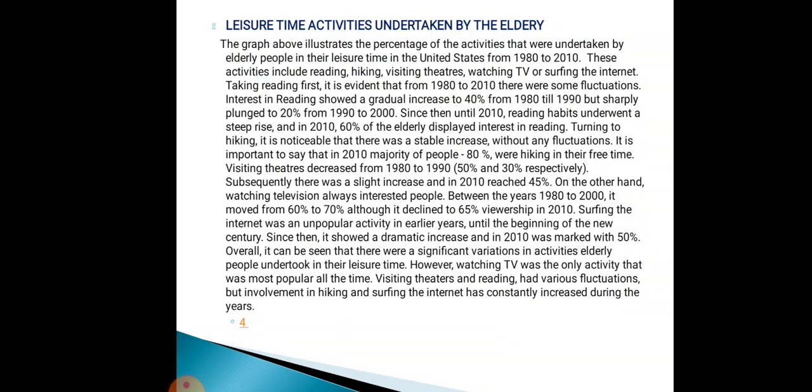So the conclusion that can be given is that overall it can be seen that there were significant variations in activities elderly people undertook in their leisure time. However, watching TV was the only activity that was most popular all the time. Visiting theaters and reading had fluctuations, but involvement in hiking and surfing the internet has constantly increased during the years. So as you can see in the last part of the paragraph, you just give the whole idea of that graph in brief.